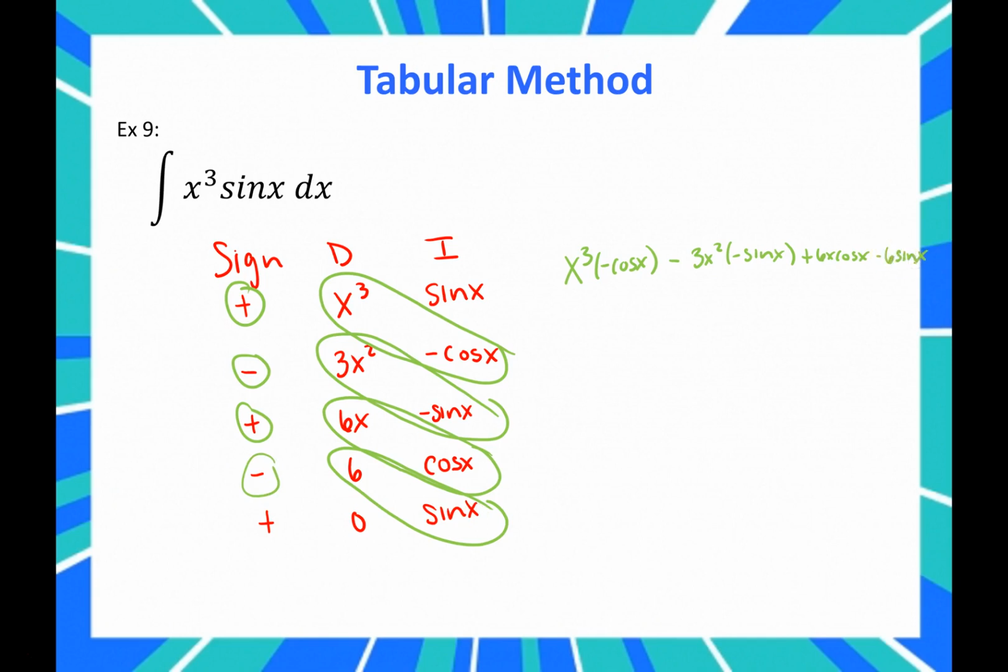Okay, I'm going to go ahead and kind of simplify here. I'm going to bring that negative out in front. So that's going to give me a negative x cubed cosine x. And then this is going to become a positive because the minus minus becomes a positive, 3x squared sine x. Then I've got a plus 6x cosine x, and then minus 6 sine x, and then a plus c. Throw that in there.